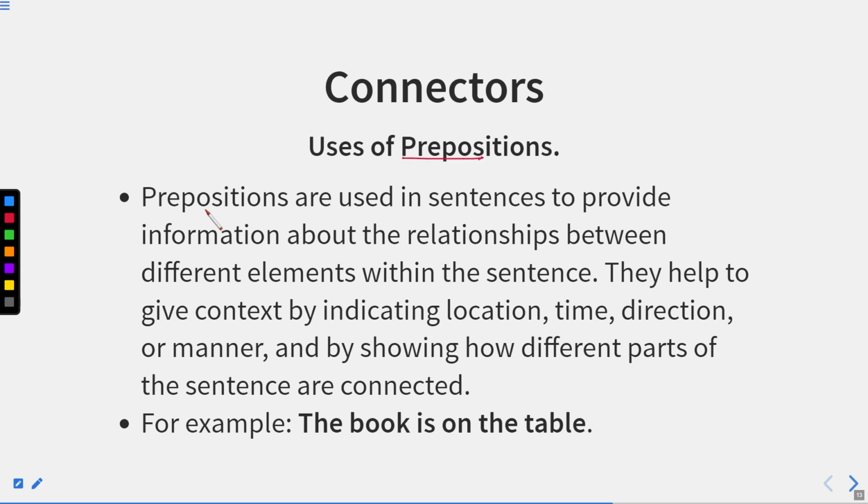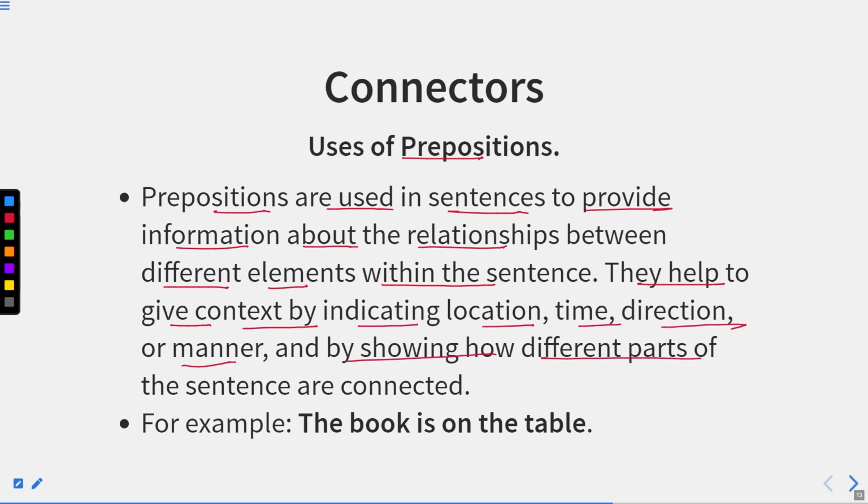Now, uses of prepositions. Prepositions are used in sentences to provide information about the relationships between different elements within the sentence. They help to give context by indicating location, time, direction, or manner, and by showing how different parts of the sentence are connected. If they say that the book is on the table, they are providing information to us about the position or the location of that book.